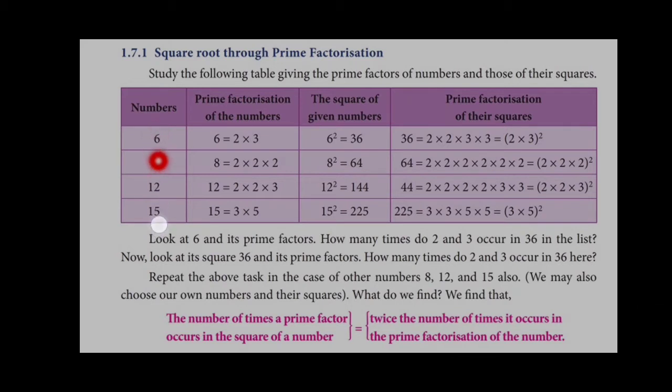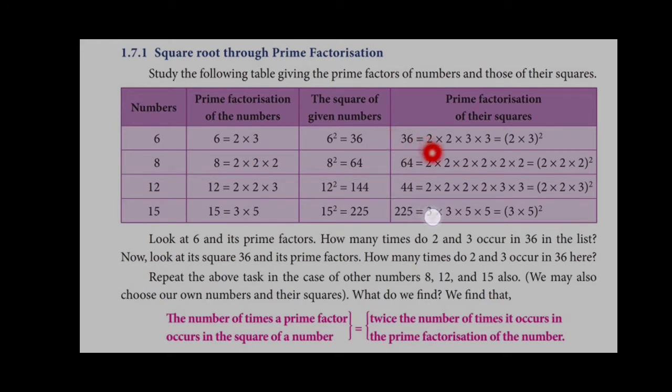If we take the first number 6, the prime factorization of 6 is 2 into 3. 2 threes are 6. The square of the given number, 6 square, is 36. So how can we write 36? Here we have 6 equal to 2 into 3. So 6 square means 2 into 3 whole square. 6 square is 36.